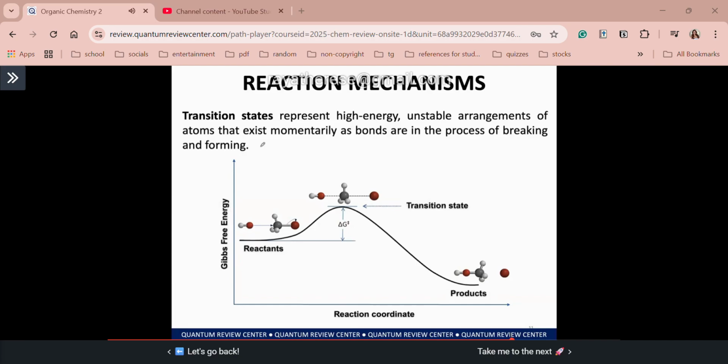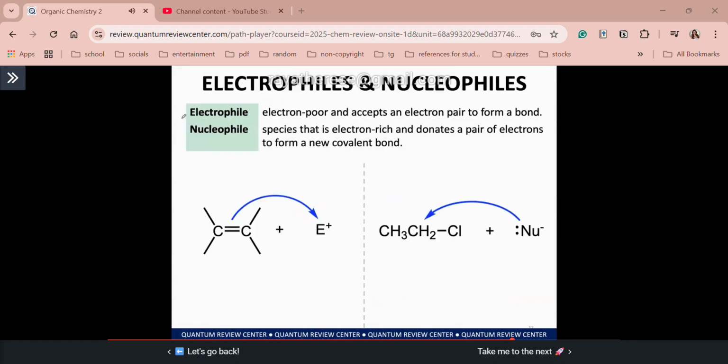Our last topic for our discussion is electrophiles and nucleophiles. Literally, an electrophile is electron loving because it is electron poor. Thus, it wants or accepts an electron pair in order to form a bond. On the other hand, your nucleophile is electron rich, so it will donate its pair of electrons to initiate the formation of a new covalent bond. Class, in every reaction, we have an electrophile and a nucleophile.